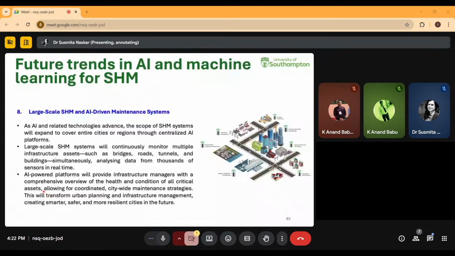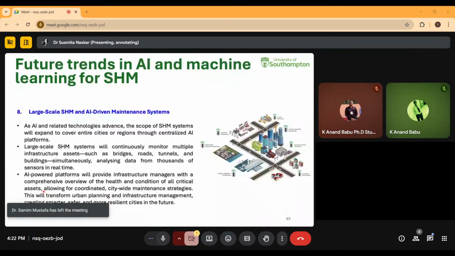So in essence, this trend moves SHM from an isolated system to a networked one. It can also move to an intelligent unified solution. It's paving the way for smart cities as well. So that's one of the very famous ones currently happening.